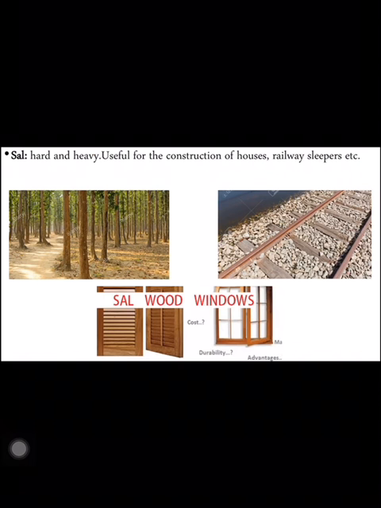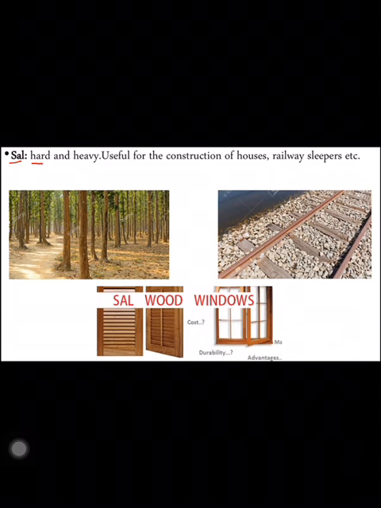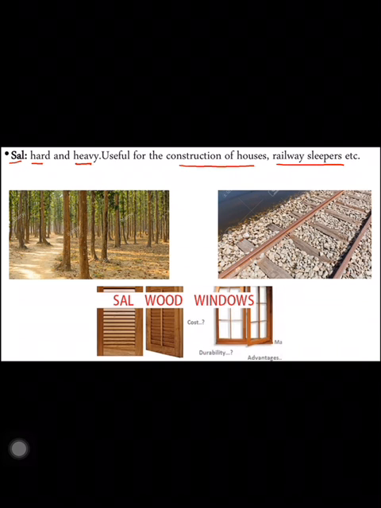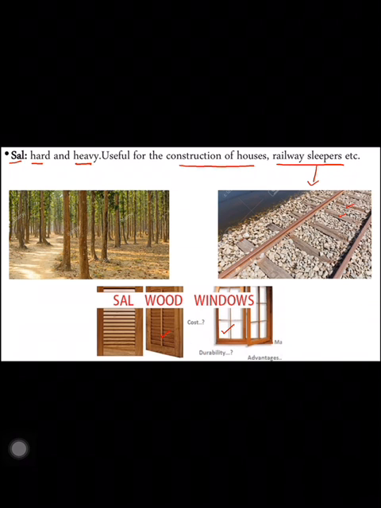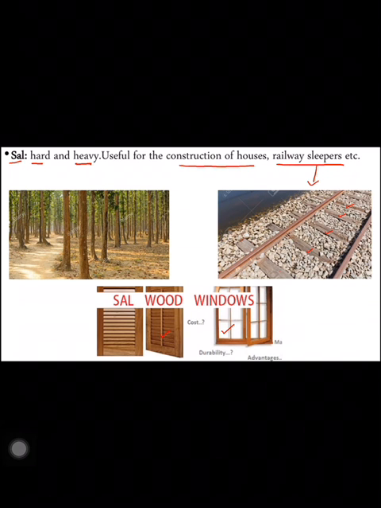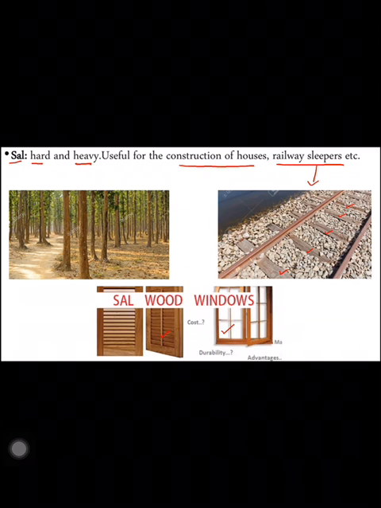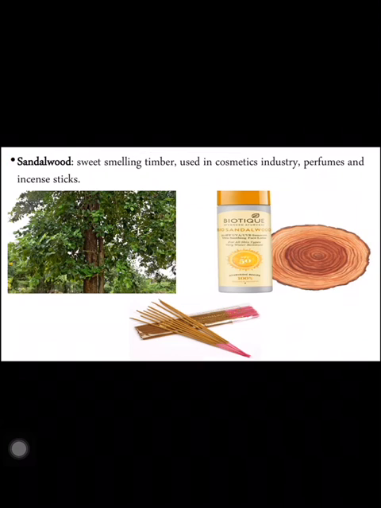Second is sal. Now sal is again a hardwood and heavy. They're heavy, useful for construction of houses and even railway sleepers. Construction of houses, like you can see, for making window panels, doors, okay, and railway sleepers, like you can see. Here is your sal, which is used for railway sleepers, for railway tracks. So that is sal, which is the second variety of deciduous forest.